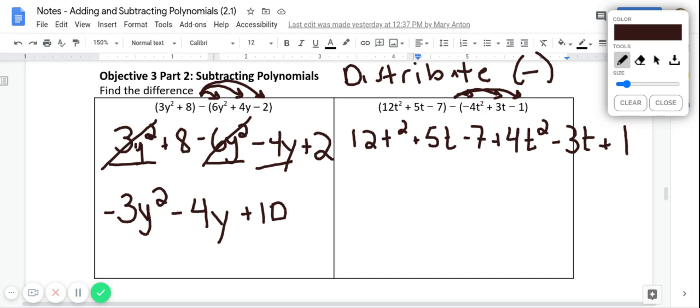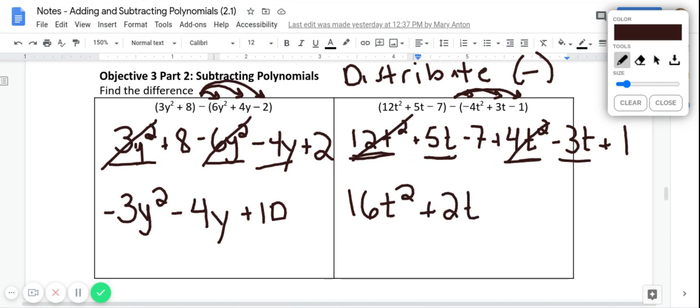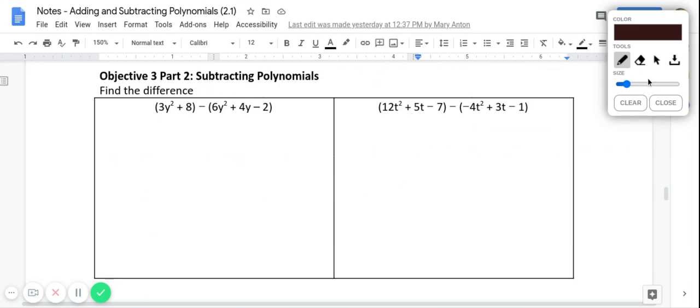All right, now let's combine like terms. So you see we have a 12t squared and a 4t squared. That becomes 16t squared. Now those terms are accounted for. Let's look at our t terms. We have a 5t and a negative 3t. So that becomes just a positive 2t because we added 5 minus 3. Now we have a negative 7 plus 1, which is minus 6. Now every term is accounted for, and we simplified. And that is how you subtract polynomials. So you distribute the negative and then combine like terms, just like you did when you added polynomials.